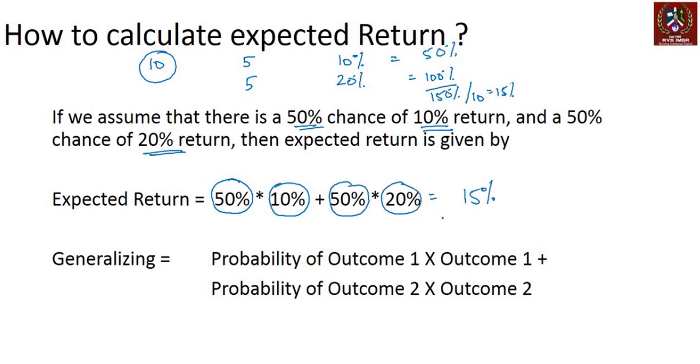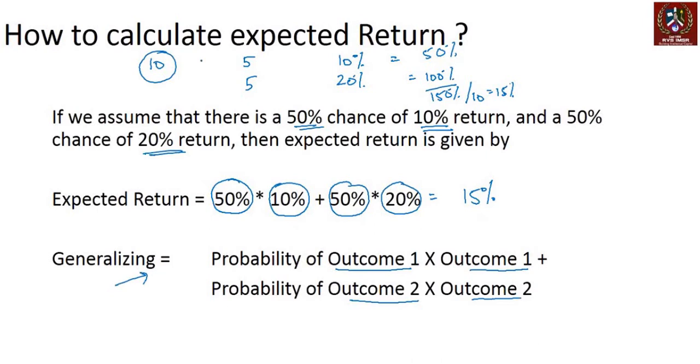So your expected return is going to be somewhere in the middle, which is half of 10% and half of 20%, right? If we generalize this formula, you're saying probability of outcome 1 into the actual outcome 1, plus probability of outcome 2 into outcome 2. If you have more outcomes, then you keep adding. You say probability of outcome 3 into outcome 3 and outcome 4, and so on and so forth. You can keep adding these numbers as you go along. That's your generalized formula, right?